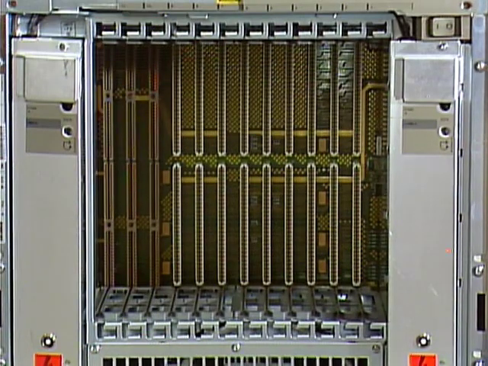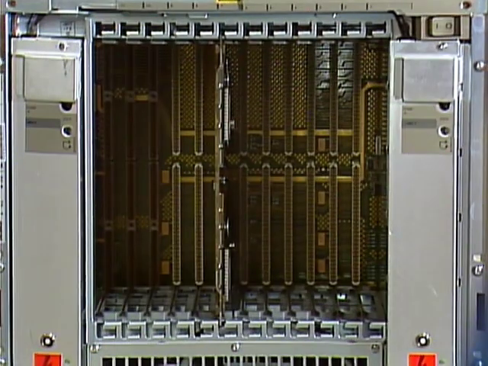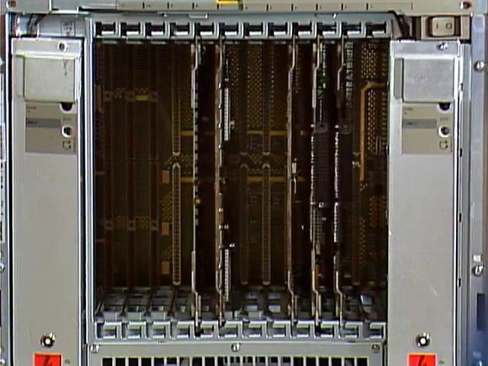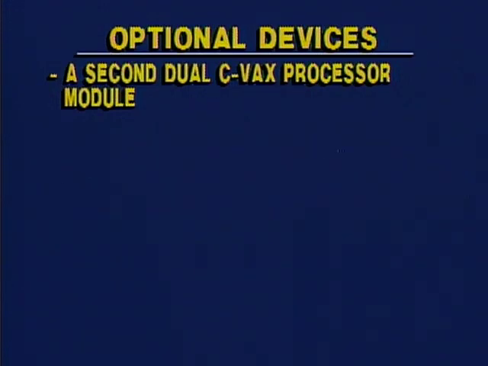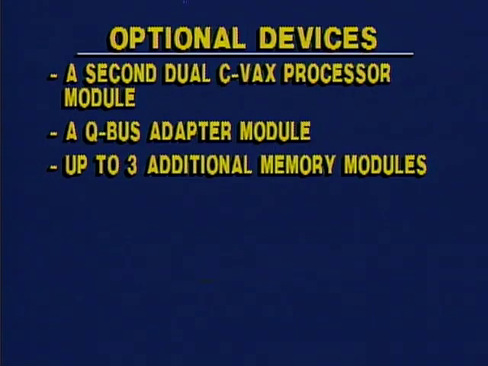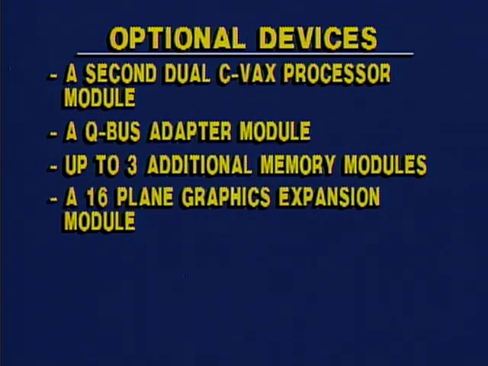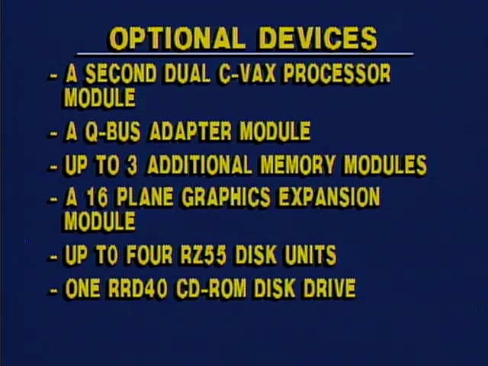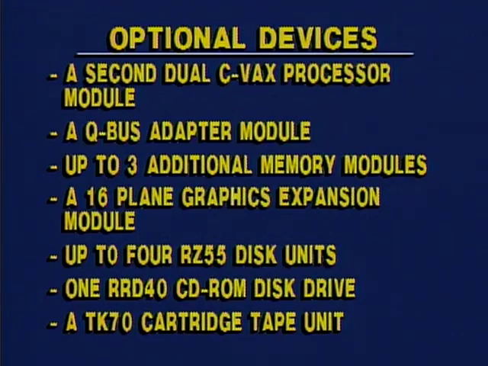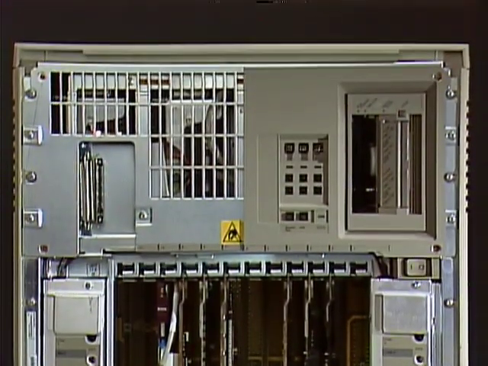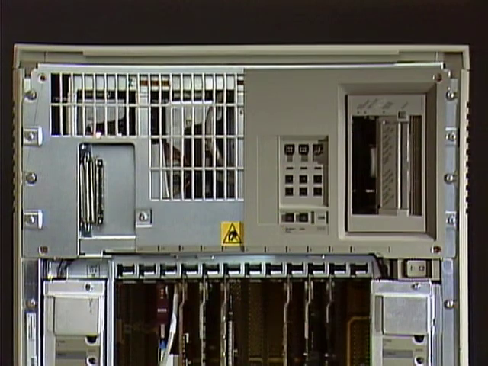The basic system configuration consists of 1 dual CVAX processor module, 1 memory module, 1 I/O module, and 2 modules that make up the graphics subsystem. Optional devices include a second dual CVAX processor module, a QBus adapter module, up to 3 additional memory modules, a 16-plane graphics expansion module, up to 4 RZ55 disk units, 1 RRD40 CD-ROM disk drive, and a TK70 cartridge tape unit. If a cartridge tape unit is installed, physical limitations of the BA213 box restrict it to the first or rightmost I/O cavity in the system box.